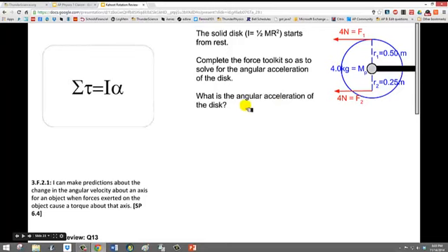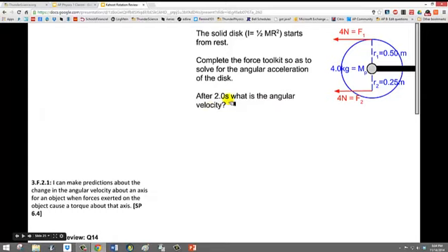The next question asks for the angular acceleration. So to solve for the angular acceleration, we know the net torque is equal to the rotational inertia times the angular acceleration. So we take the net torque, which we solved for previously, which was 1, and divide it by the rotational inertia, which was 0.5, and we get an answer of 2 as the angular acceleration.